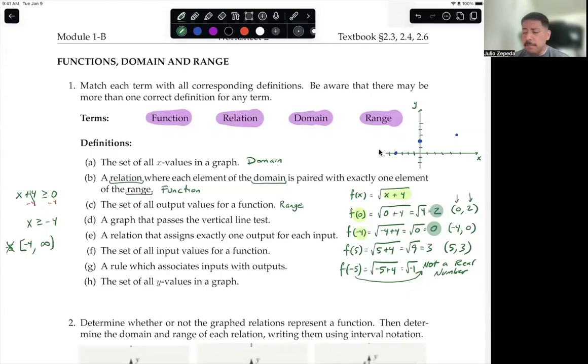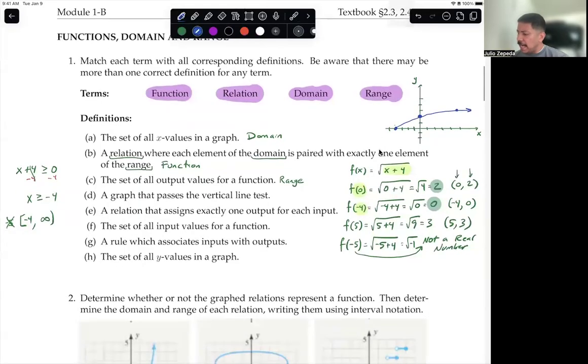We could plug in even more, but for the sake of time here, I'll just remind us what this graph looks like. It looks like a half of a parabola on its side. So it looks something like this. Okay, so let's go ahead and take a look.